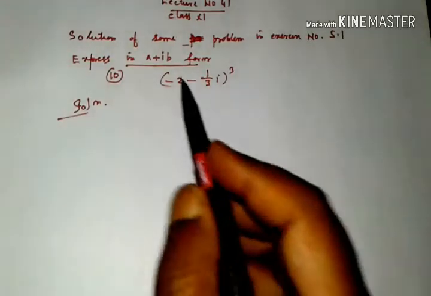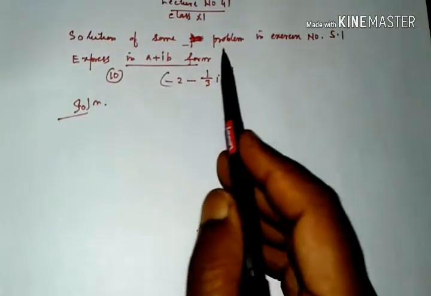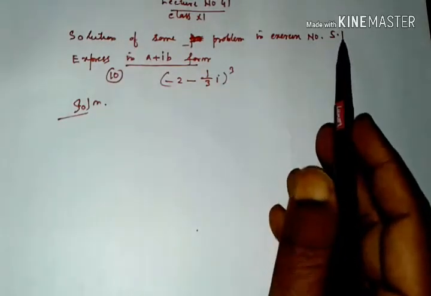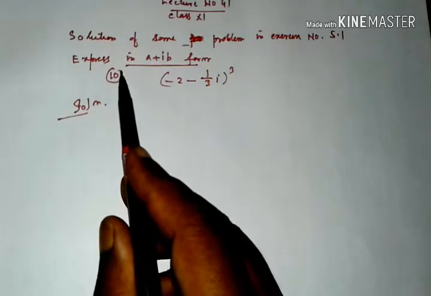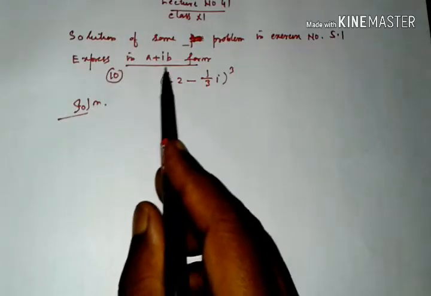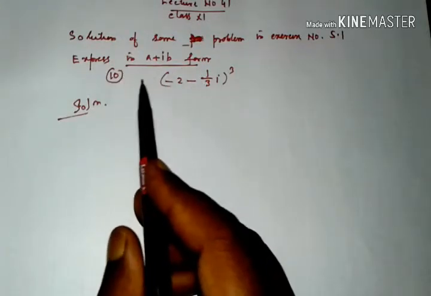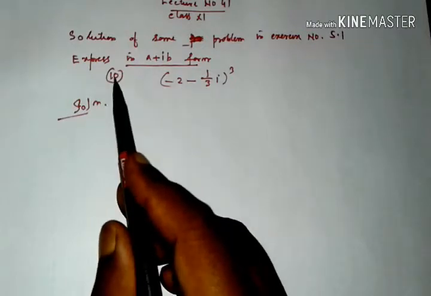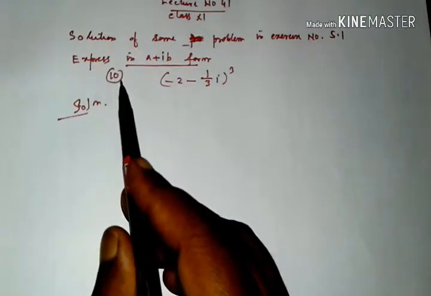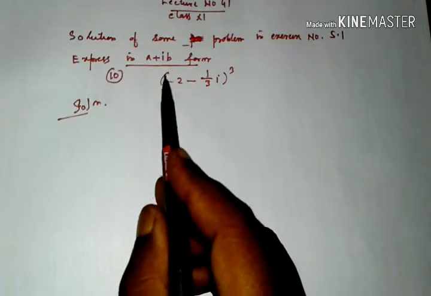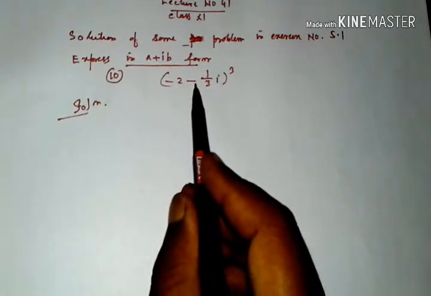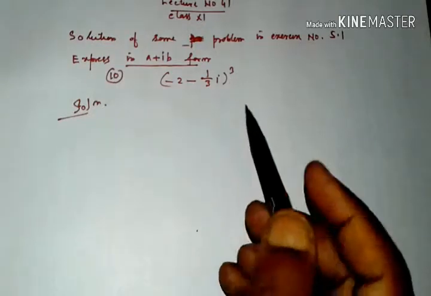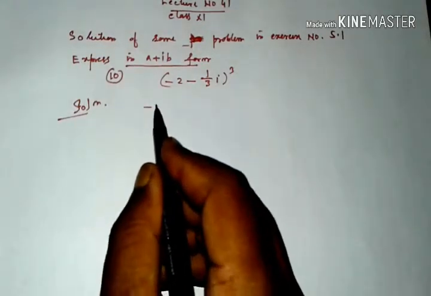Today I shall discuss some problems in exercise number 5.1. In the last class I discussed some problems which are in a plus ib form. Today also I discuss one problem. This is question number 10: express in a plus ib form, (minus 2 minus 1 by 3i) whole cube. Solution.